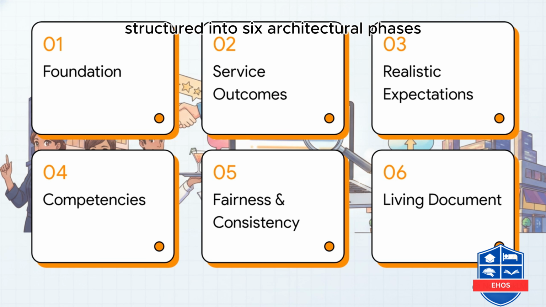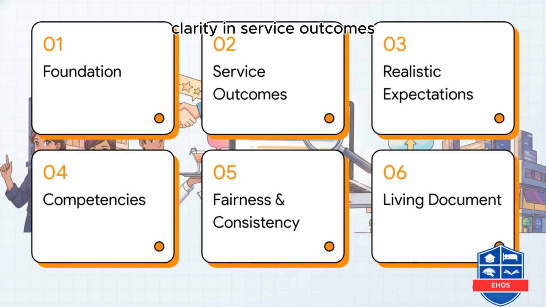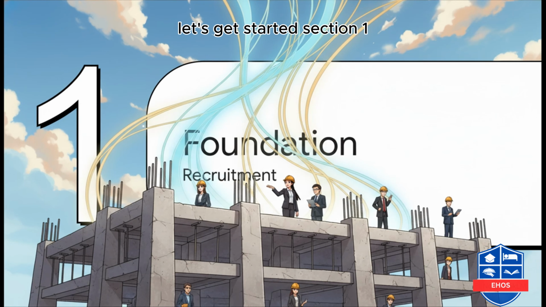Today's explainer is structured into 6 architectural phases. We'll cover the foundation of hospitality recruitment, clarity in service outcomes, crafting realistic expectations, competencies beyond the tasks, fairness, consistency, and protection, and finally, the evolving living document. Let's get started. Section 1. The foundation of hospitality recruitment.